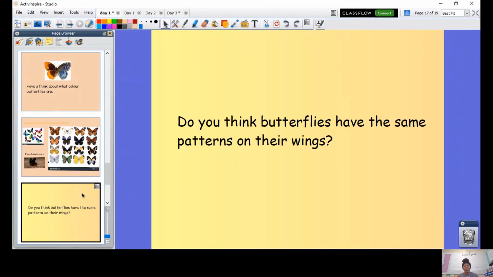So my next question is, do you think butterflies have the same patterns on their wings? So pause the video now and have a conversation as to whether you think butterflies have the same patterns or different patterns.